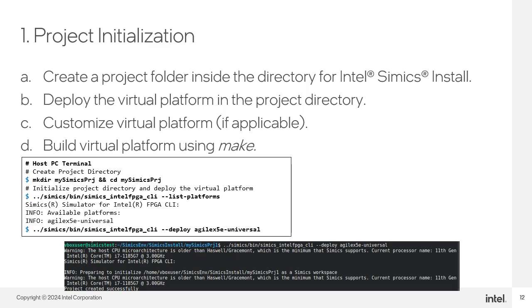You can create the project following these steps. A. Create a project folder inside the directory for Intel Simics install. B. Deploy the virtual platform in the project directory. C. Customize virtual platform, if applicable. D. Build virtual platform using Make.